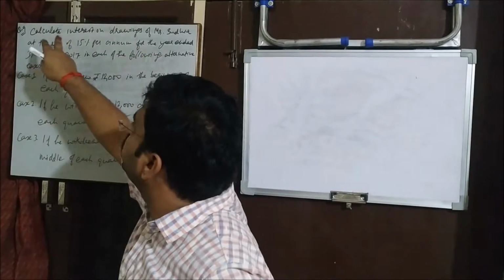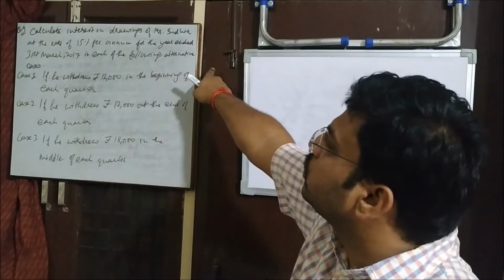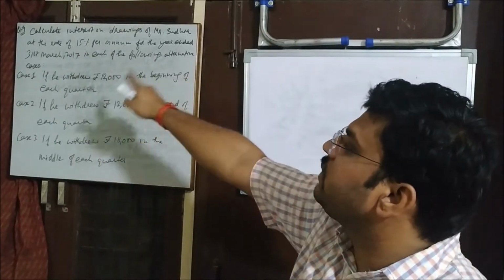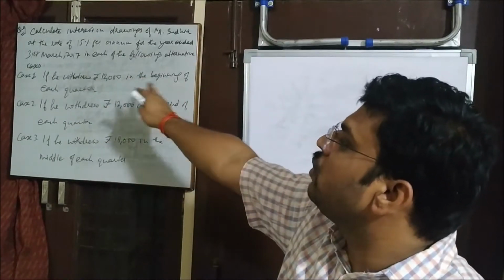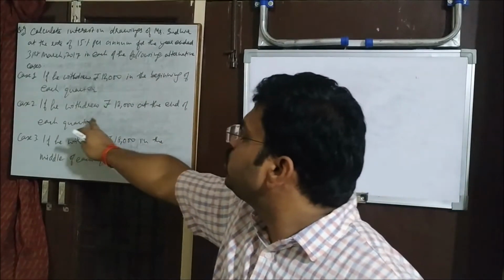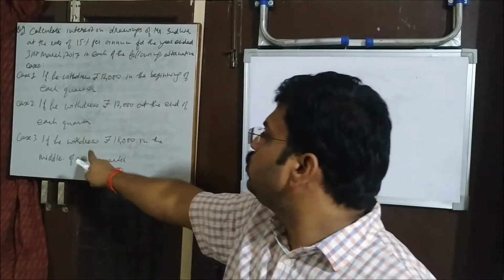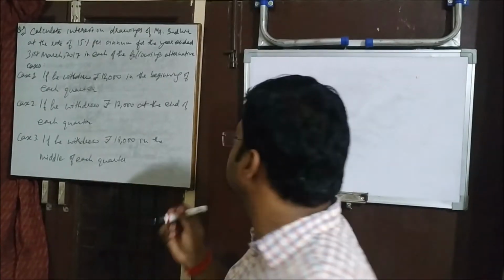Let's read that. Calculate interest on drawings of Mr. Sudhir at the rate of 15% per annum for the year ended 31st March 2017 in each of the following alternative cases. Case 1: if he withdrew rupees 12,000 in the beginning of each quarter. Case 2: if he withdrew rupees 12,000 at the end of each quarter. Case 3: if he withdrew rupees 18,000 in the middle of each quarter. Alright, so let's start that.